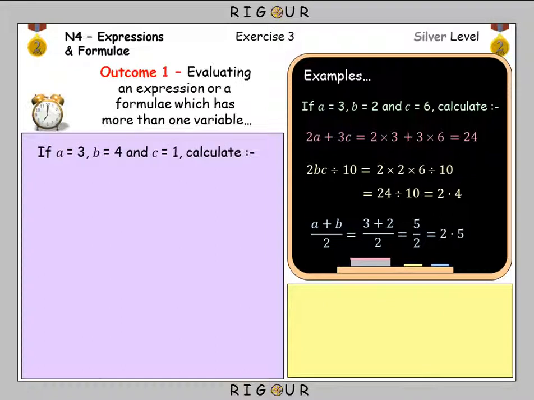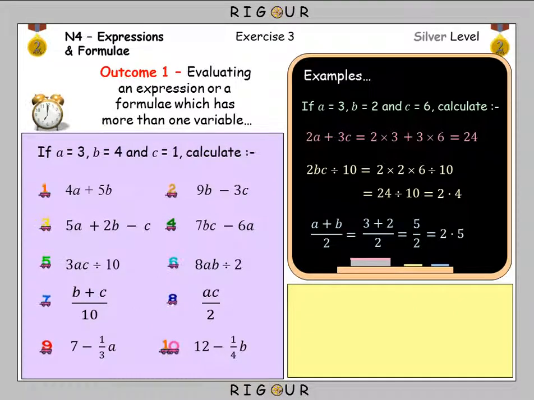So you're going to use a slightly different set of numbers. So we have a equals 3, b equals 4 and c equals 1, and you're going to calculate the following. And if you're working on these at home, you're going to pause the video now. Okay, pause the video, let's go over some answers.